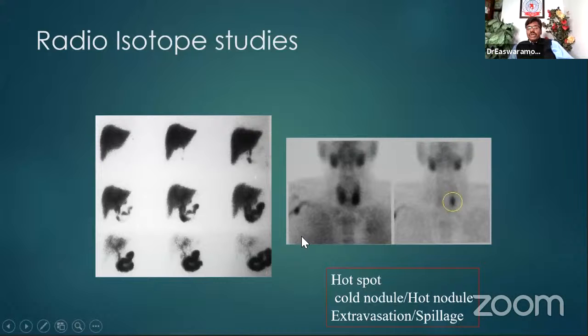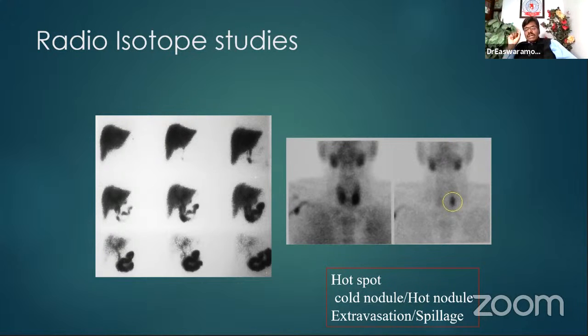See, non-functioning nodule. Next is if you give something orally and it spills outside, then spillage is a sign of extravasation, a GI bleeding. So same way like a CT, here also various terminologies are used for you.